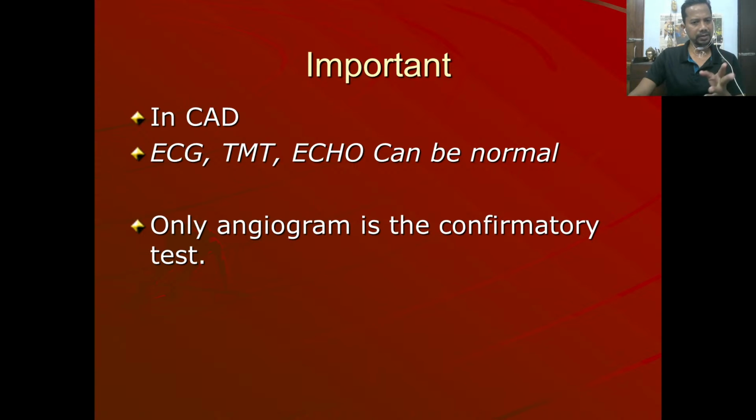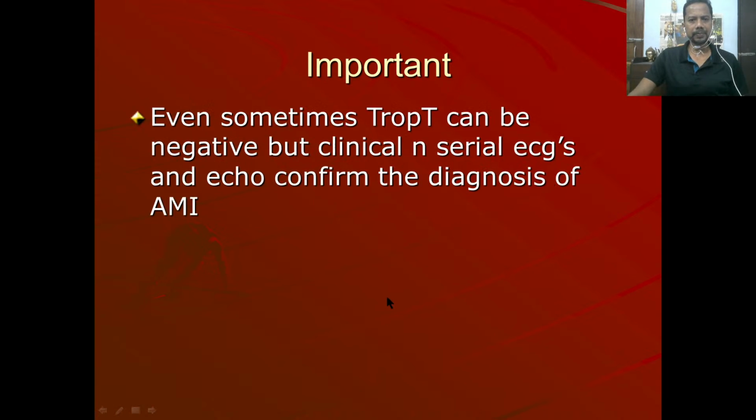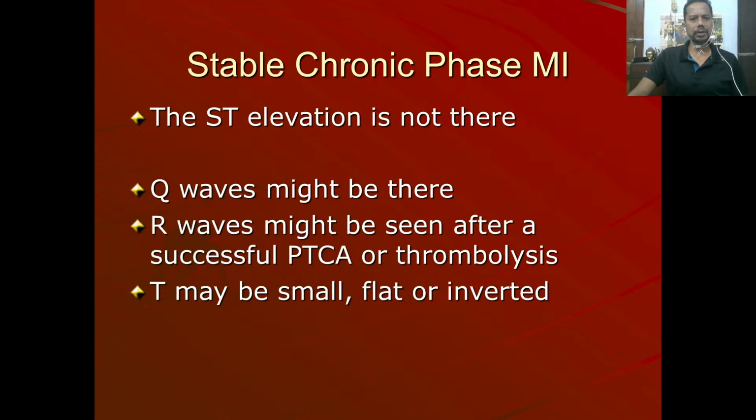TMT can be normal in very bad CAD also. All the triple vessels might be blocked, and TMT will be totally normal if the patient has good collaterals. Echo can be totally normal, only coronary angiogram is confirmatory, and it will tell you whether the patient has advanced or mild coronary artery disease and needs intervention or not. And always do an echo before you do TMT.